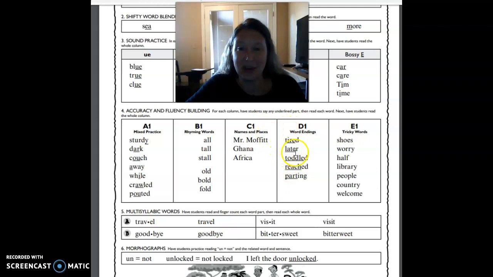Next group, read the underline and then the whole word. So we have suffixes now added to the end. What is our base word? Tire. And our whole word, tired. Next one, base word, late. Whole word, later. Next word, base word, tattle. And the whole word, tattled. Next word, the base word is reach. And the whole word, reached. Last word, base word, part. And the whole word, parting.